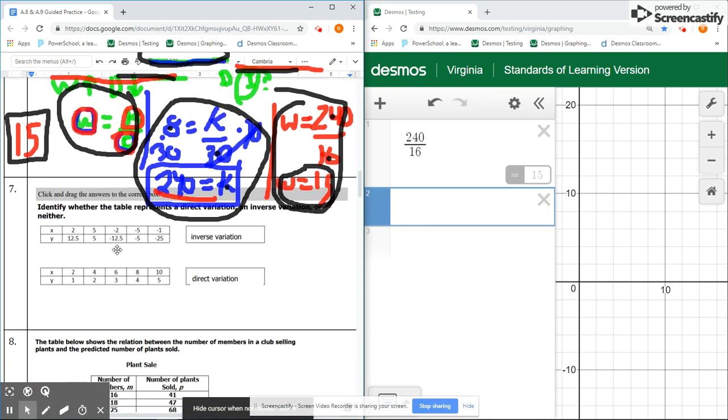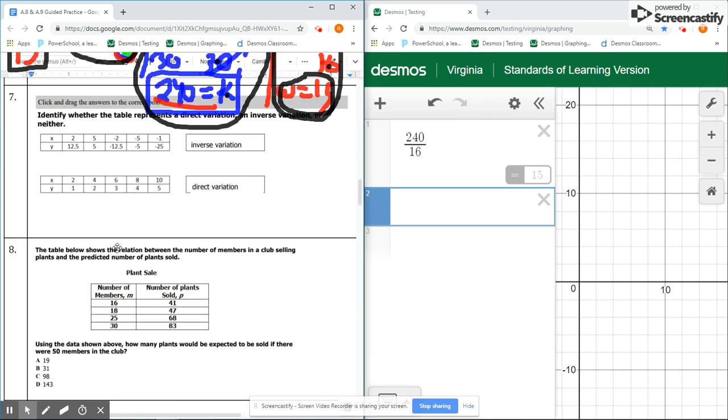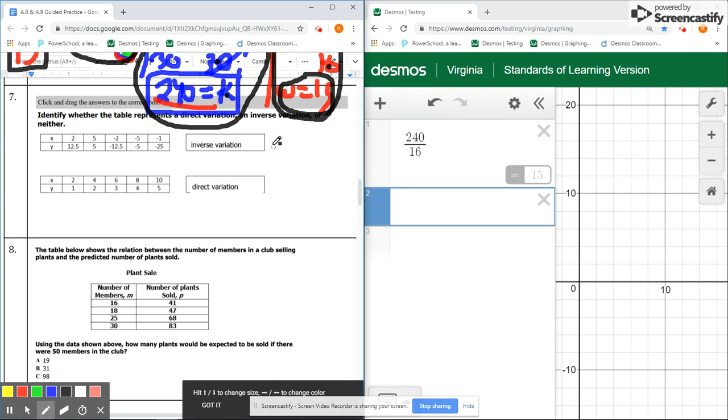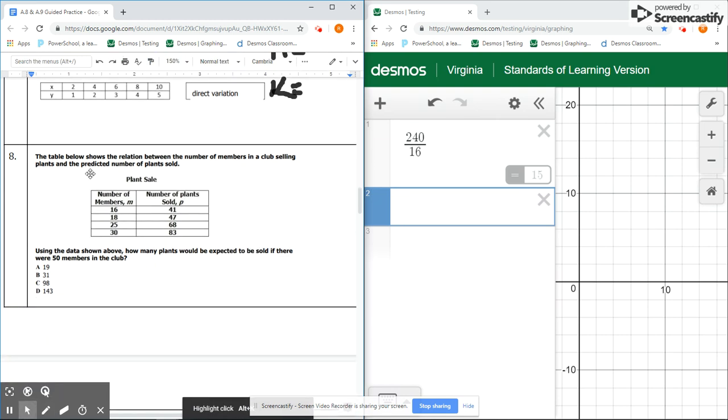All right, number 7 and 8 are all on you. Number 7, it filled in the answer for you. So what you need to do is tell us what K is for both of these tables. What is K, all right? And for number 8, you can read that question there and then talk with your group and see if you can figure out the answer.